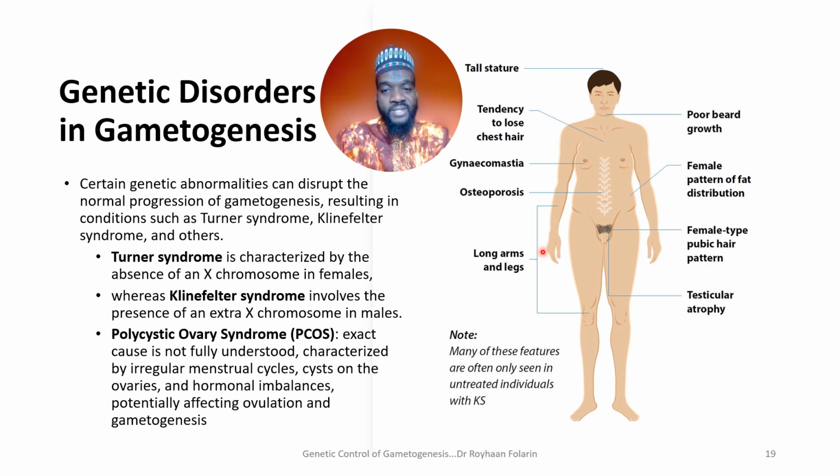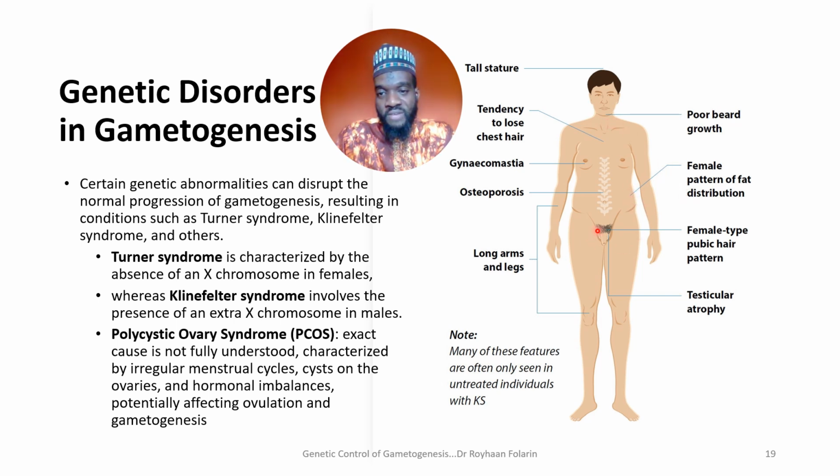Okay, that has been highlighted. So in the case of Klinefelter, the person is a male, and they're usually tall. They have a tendency to lose their chest hair. They have gynecomastia, that is having breast tissue that looks like that of a female. And then osteoporosis, they also tend to have long arms and long legs. They tend to have poor growth of their beards because they have a lot of feminine features, and they have a female pattern of fat distribution.